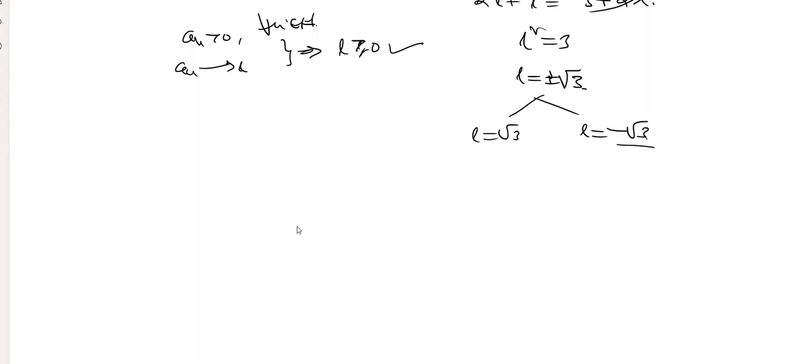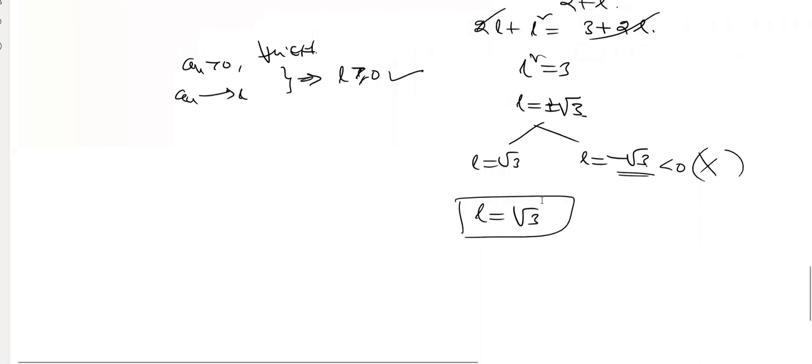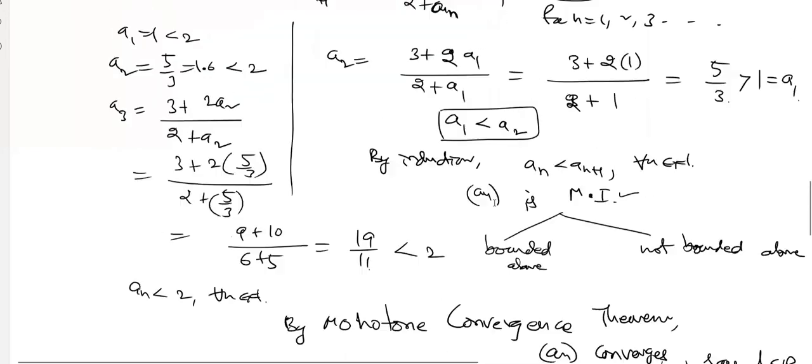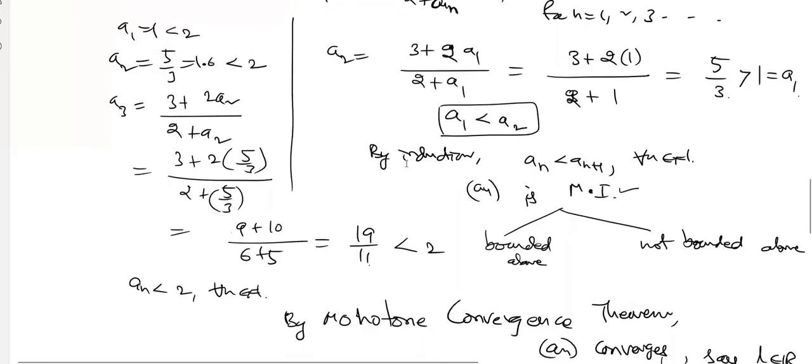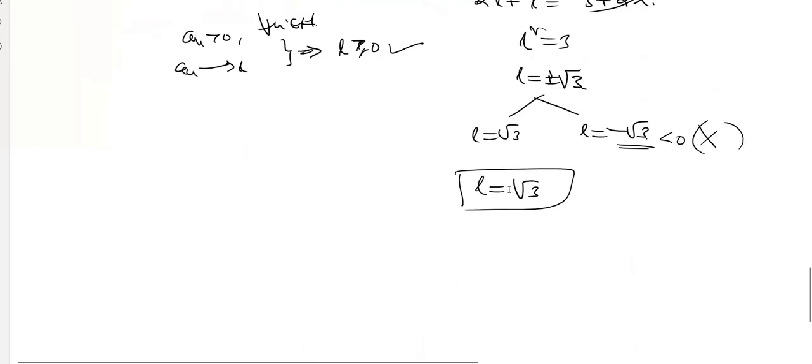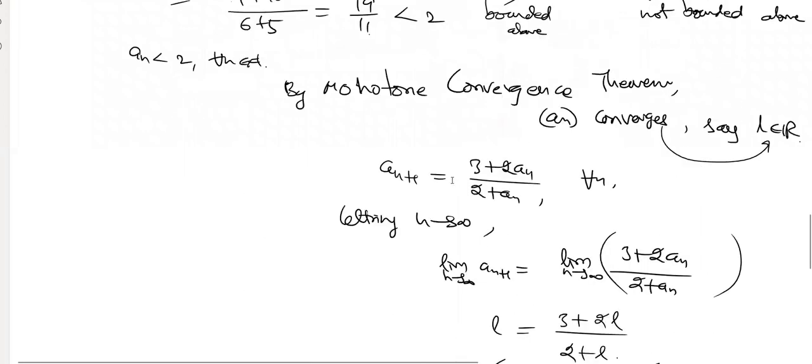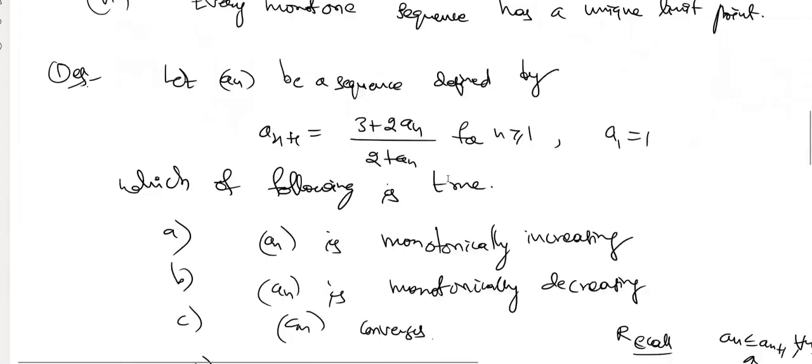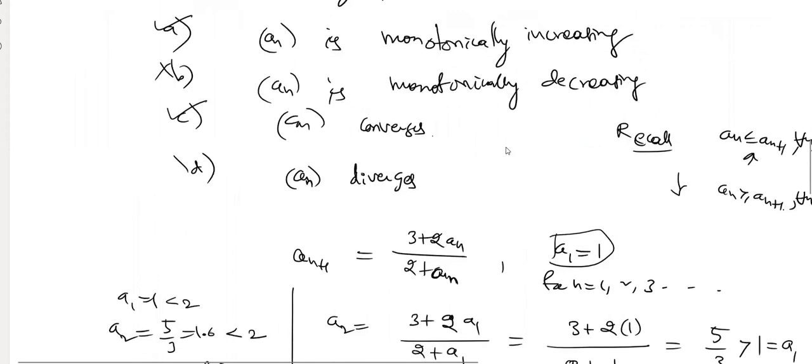Therefore, here L negative is not a suitable answer. Therefore, what is my suitable answer? L is equal to root 3. Therefore, the given sequence is monotone increasing, the given sequence is bounded above, and the given sequence is convergent. The limit is root 3. Right? So therefore, this is monotone increasing. This is the right answer. Not decreasing. And this is convergent. So this divergent is wrong.